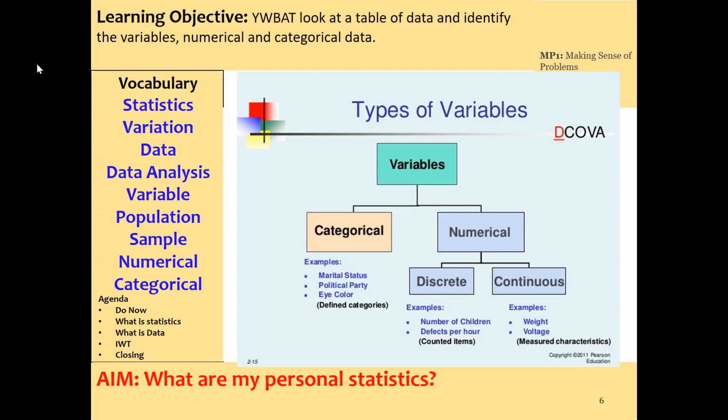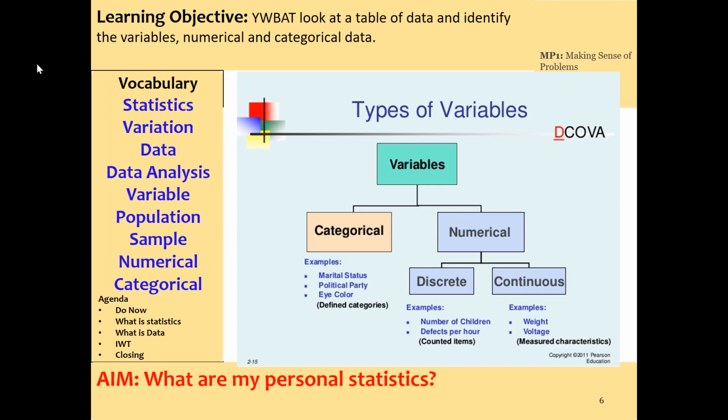All right, really important. There are two types of variables. There's categorical, which are things like marital status, political party, eye color, anything that you can't attach a number to naturally. For example, with marital status, you can attach numbers. If you're single, it's a 0. If you're married, it's a 1. If you're divorced, it's a 2. But it doesn't come naturally, right? When someone asked you a question, you wouldn't answer with a 0, 1, or 2.